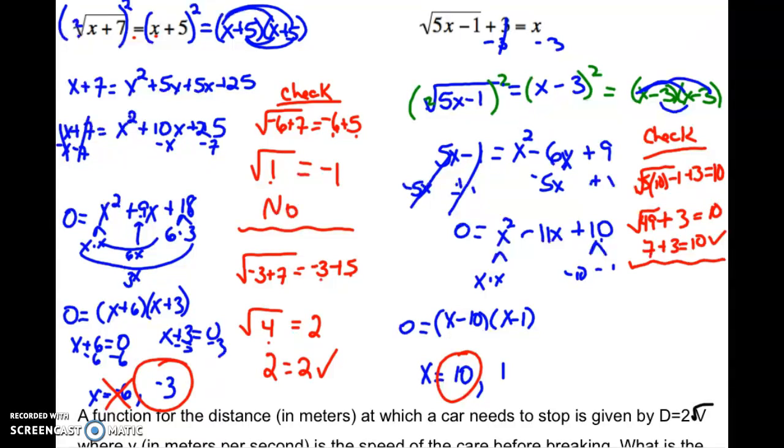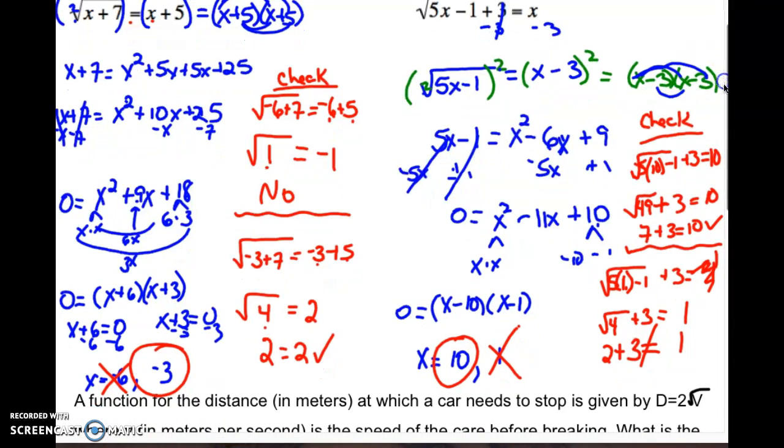And let's check the 1. The square root of 5 times 1 minus 1 plus 3, is that equal to 1? Well, 5 times 1 is 5, minus 1 is 4. So square root of 4 plus 3, is that equal to 1? This right here says 1. Well, the square root of 4 is 2, and 2 plus 3 is not equal to 1. So this is not a solution, it's extraneous. Our only answer is the 10.